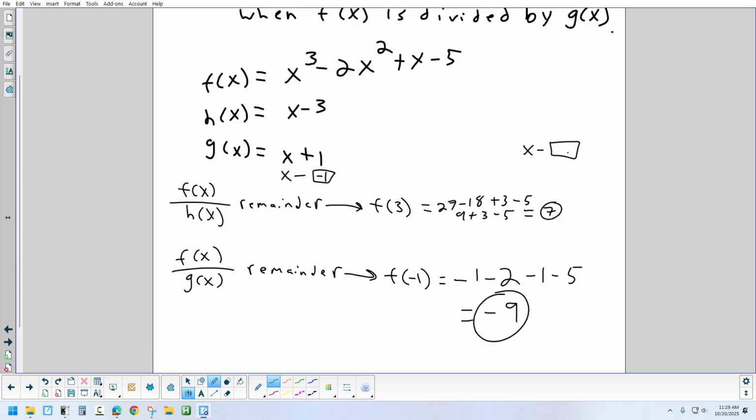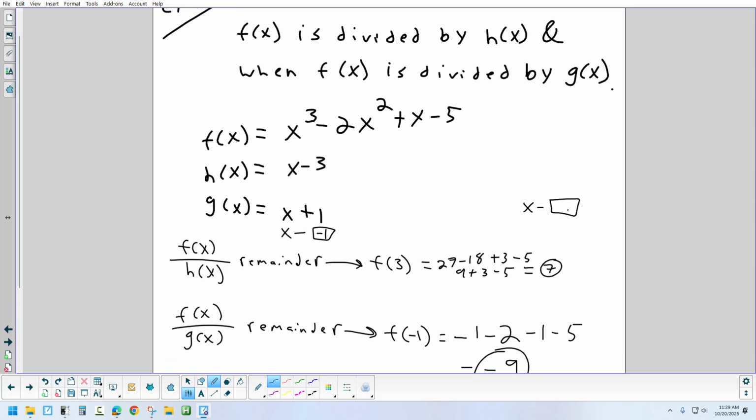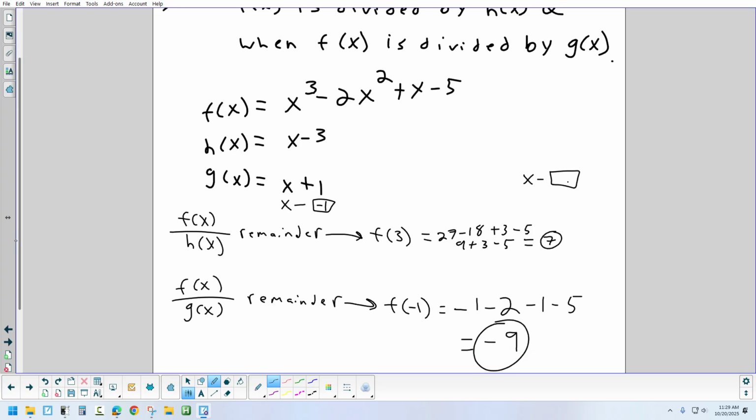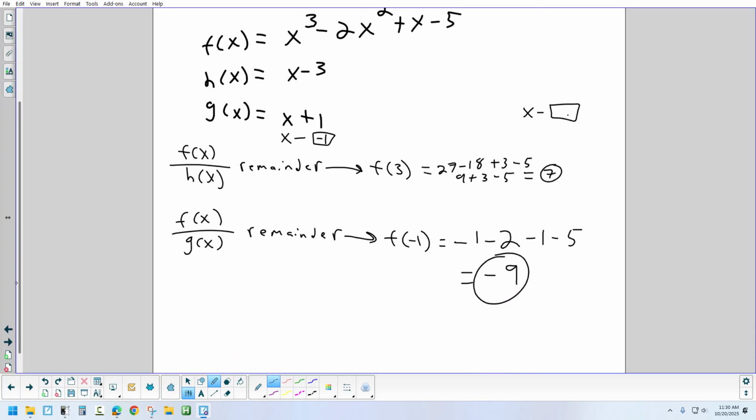So what is a factor? Well, we wouldn't want to just keep trying every number till we find one. Maybe the factor is like x minus 7.3. I mean, you'd never figure that one out. So there are ways to figure out what one would work. But for now, we're just testing ones they give us. Okay. Any question on that?